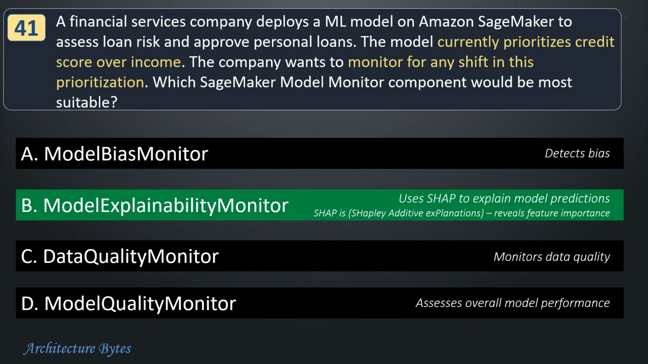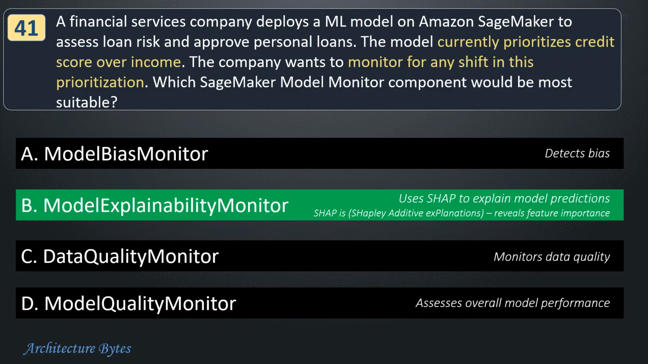Option B, model explainability monitor is the right answer here. This component uses SHAP to explain model predictions, revealing feature importance. It can detect if the model's reliance on credit score shifts over time. Option A, model bias monitor. While this can detect bias, it's not specifically designed for monitoring feature attribution like credit score and income.